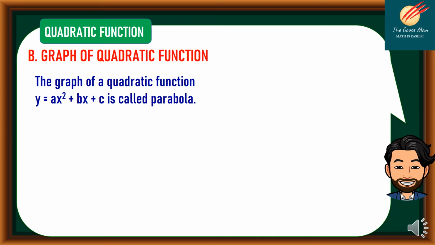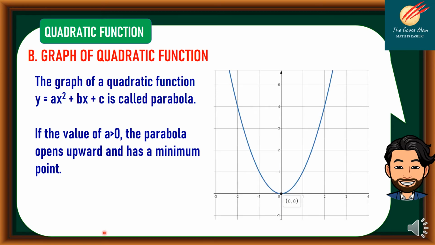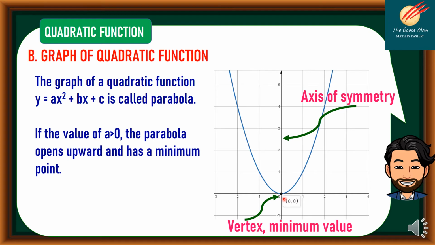Let's move on to the second illustration of quadratic function, which is the graph of a quadratic function. The graph of the quadratic function y is equal to ax squared plus bx plus c is called a parabola. If the value of a is greater than 0, meaning it is positive, the parabola opens upward and has a minimum value point. In this illustration, this is the vertex, so we have the minimum value point. By the way, we call this line the axis of symmetry, and this is what you call the vertex. So it has the minimum value if a is greater than 0.